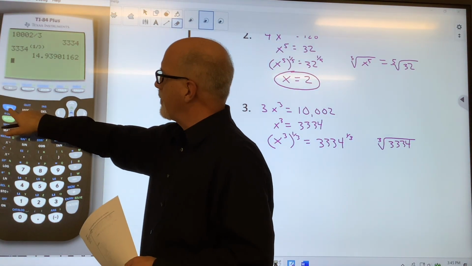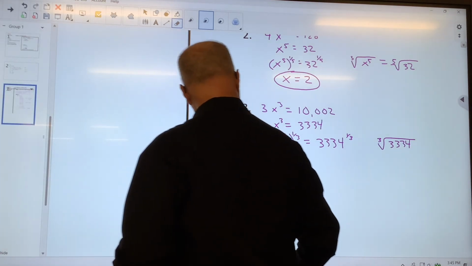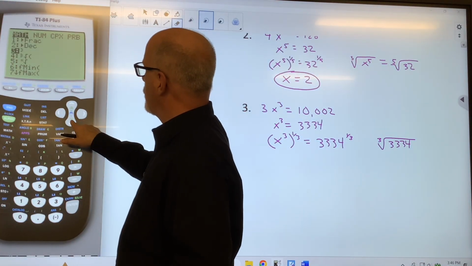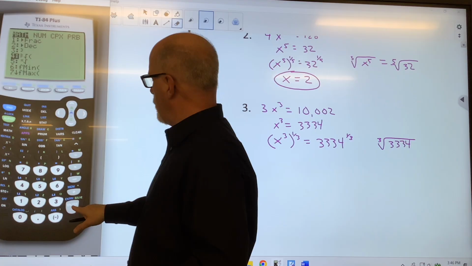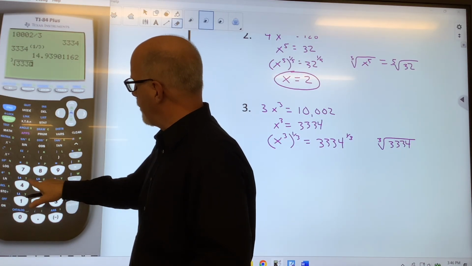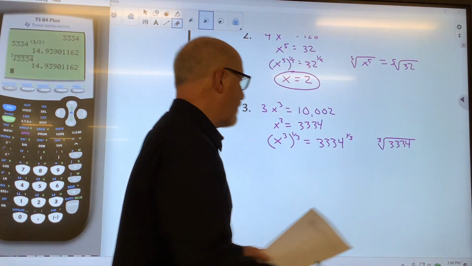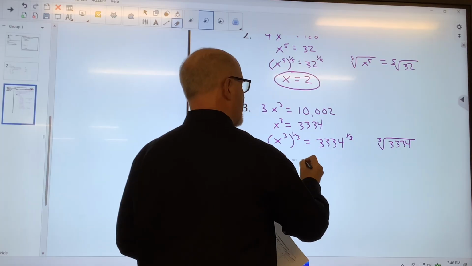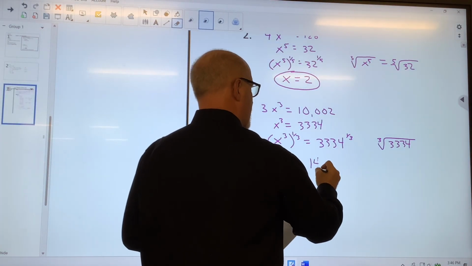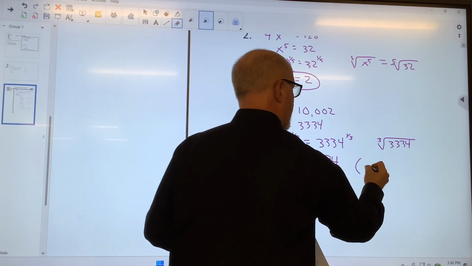But just compare this. If I go to a cube root, which I have on this calculator, and take the cube root of 3,334, you also get the same number. So when I round that, I'm going to get x equal to, this is an odd exponent, so no plus or minus, 14.94 for my answer, rounded to 2 decimal places.